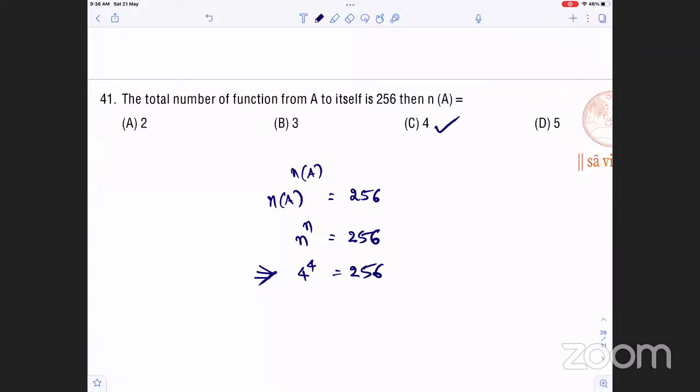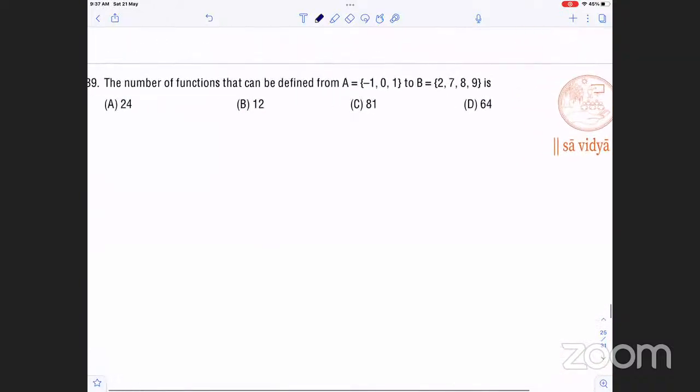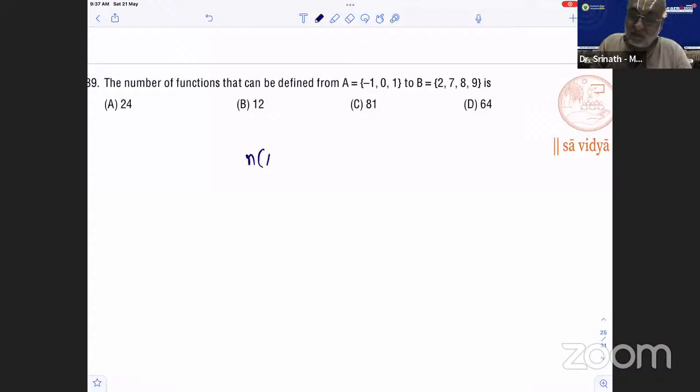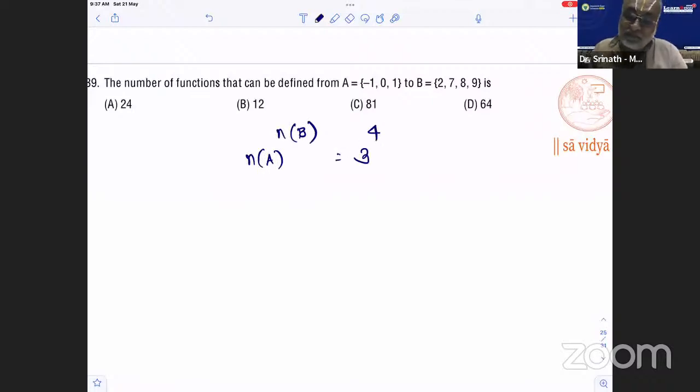Miss Monica Suresh is asking for the formula once again. n of A to the power of n of B. 3 to the power of 4. Over.